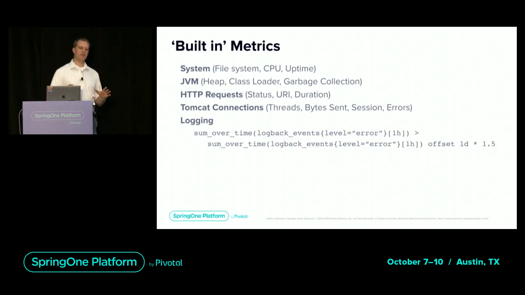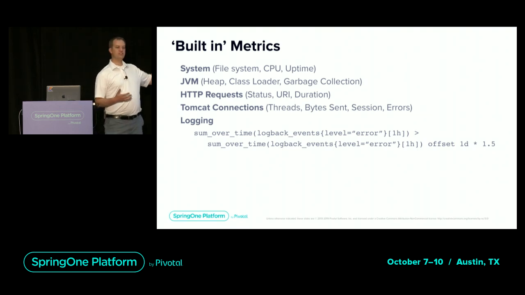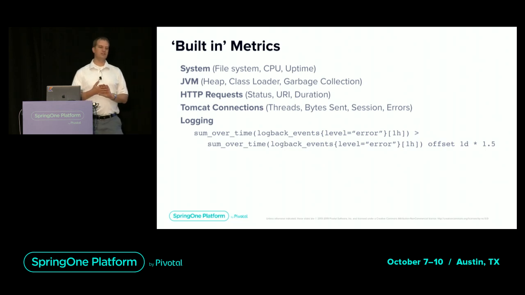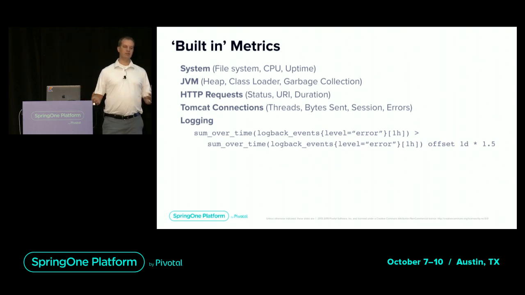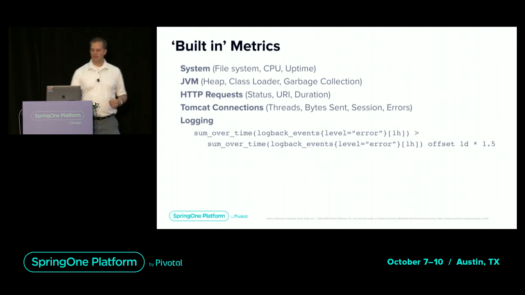So just by doing that and nothing else, you already have a number of built-in metrics. You have a number of system metrics: file system handles and how much of the file system is available to you, how many CPUs you have and the CPU load, the uptime of your process, which is nice to see how long your system's been running. You'll have a number of JVM metrics around heap size, garbage collection, class loader, things like that, as well as the HTTP requests. That comes from Spring MVC, where it puts tags on the URIs and statuses, and we'll look at those examples.